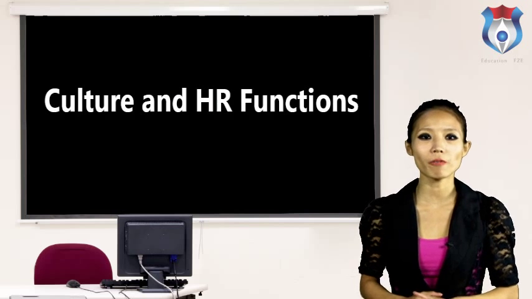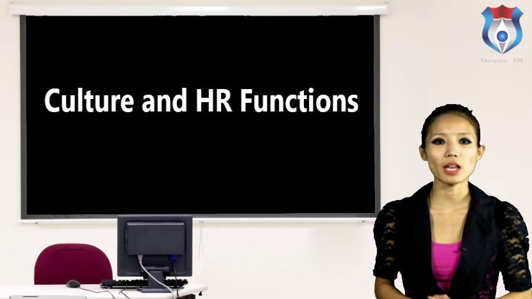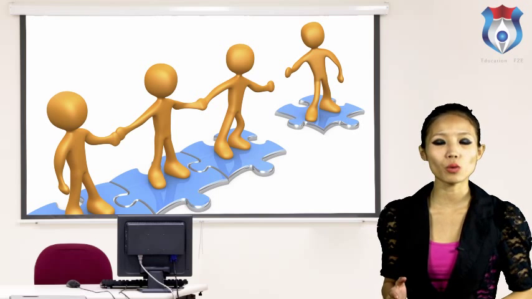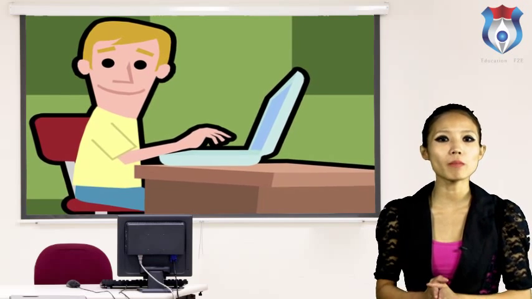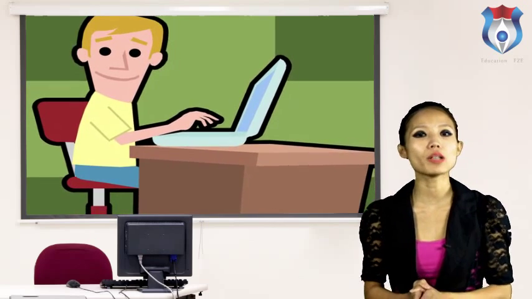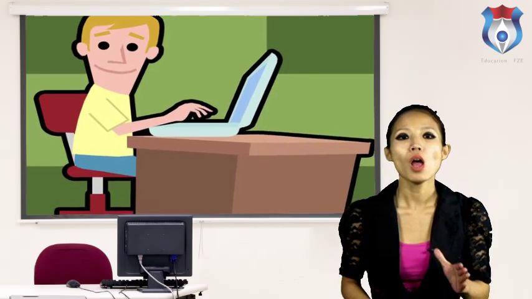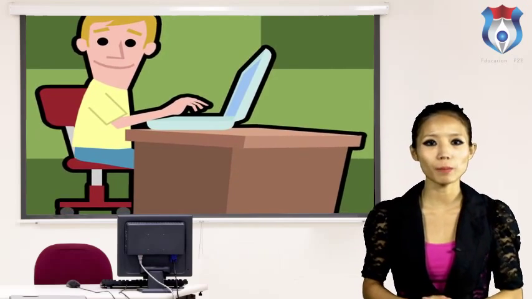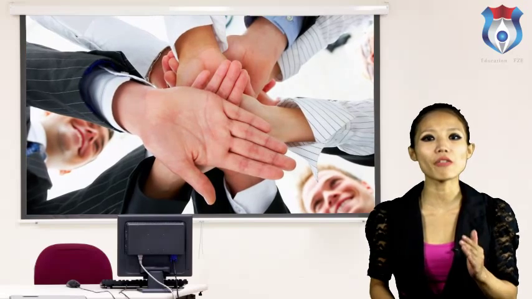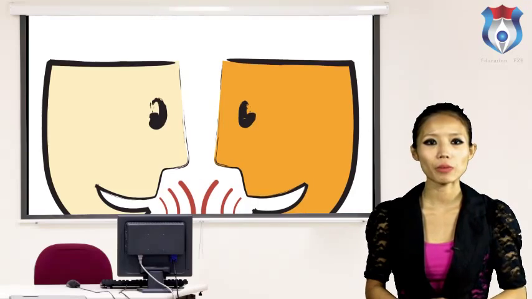Culture and HR functions. Human resources, HR, departments play a pivotal role in setting the cultural tone of a company. The HR departments must model how they want other departments and individual employees to act to create as positive a workplace culture as possible. Two of HR's main functions are to attract and retain high-quality professionals, and the culture they promote in the company affects these functions.